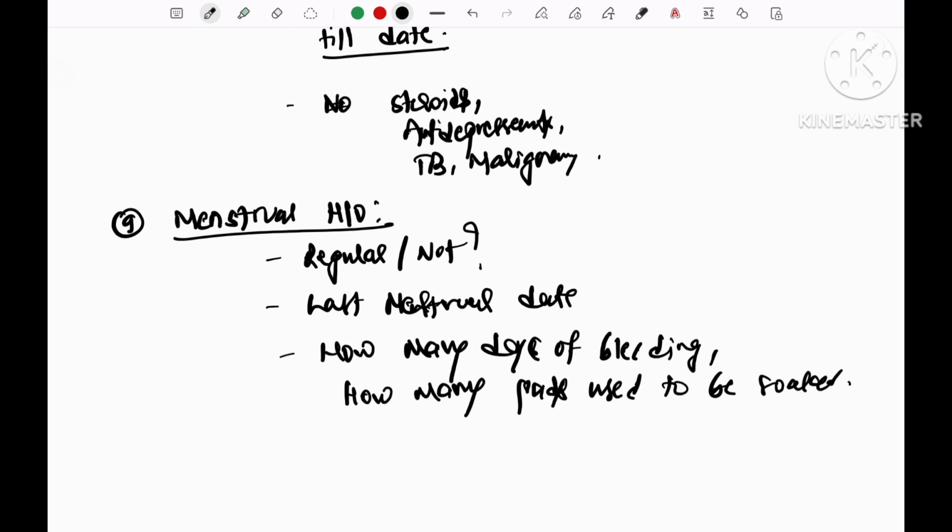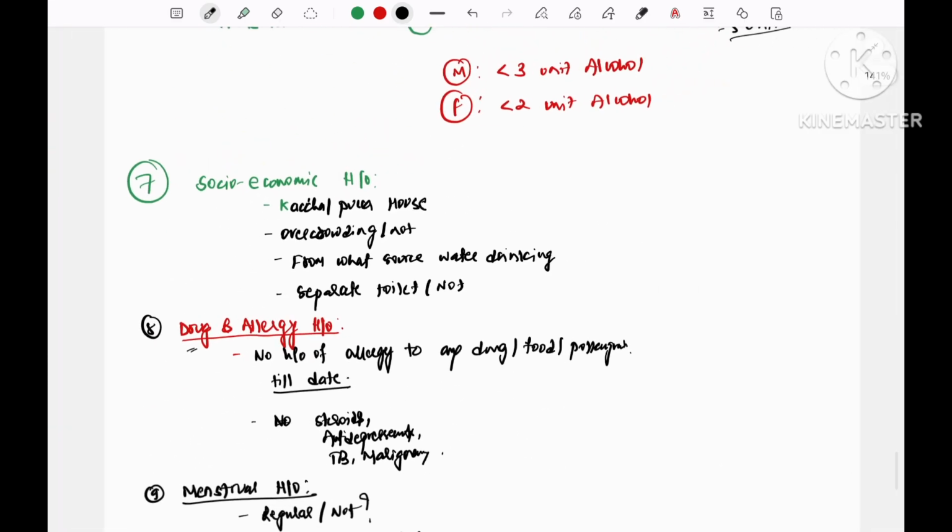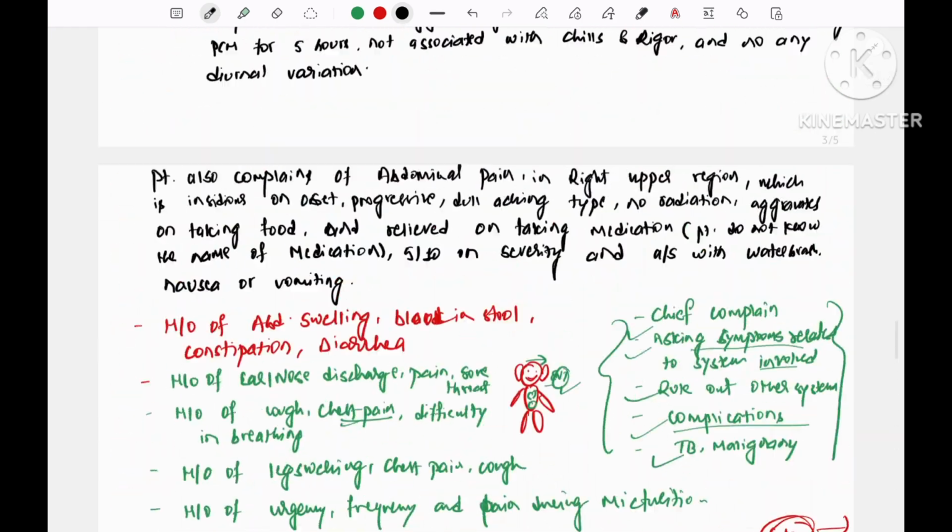In pediatrics, if the age is 15 and menstruation has started, then only it is necessary to mention. Otherwise, menstrual history is not needed in pediatric history. But in medicine and surgery, if the patient is female, then we have to mention the menstrual history. It should not be missed out. So by this, the part of history taking is completed.